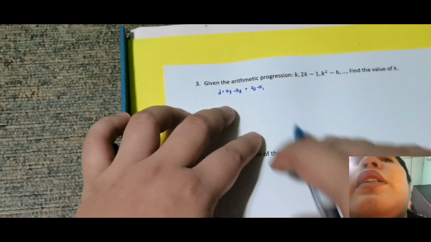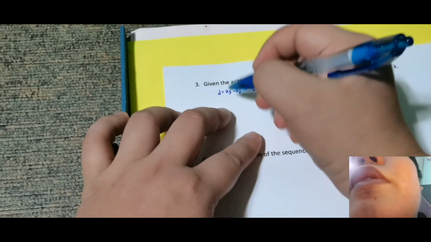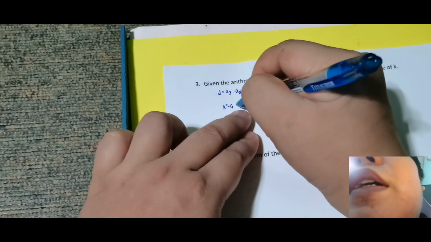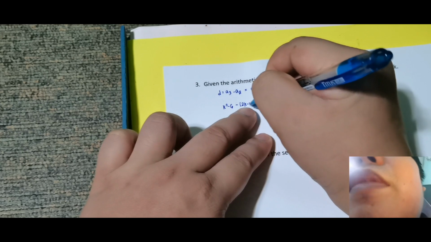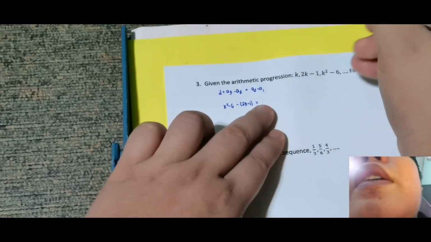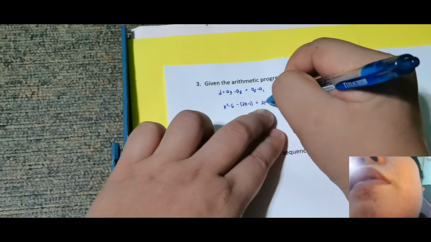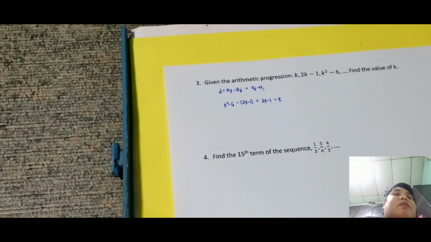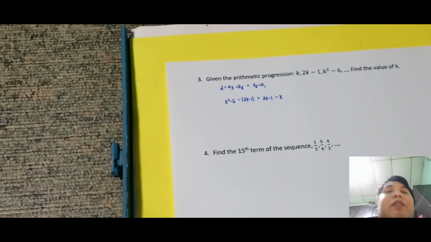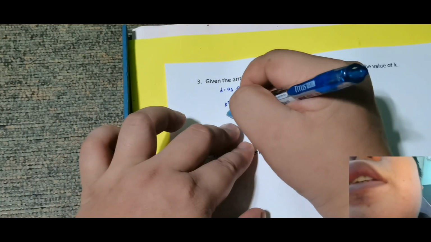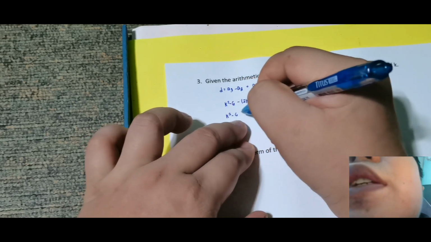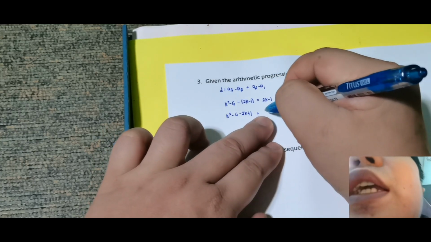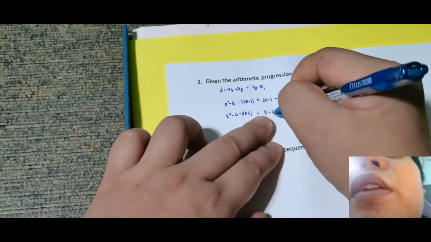So what we will do, A sub 3 is k squared. So this is k squared minus 6 minus 2k minus 1, which is equal to A sub 2, so that is 2k minus 1 minus k, because that is our A sub 1. Okay, so we need to find the value of k. So that is k squared minus 6 minus 2k plus 1, which is equal to just k, because 2k minus k is k, minus 1.